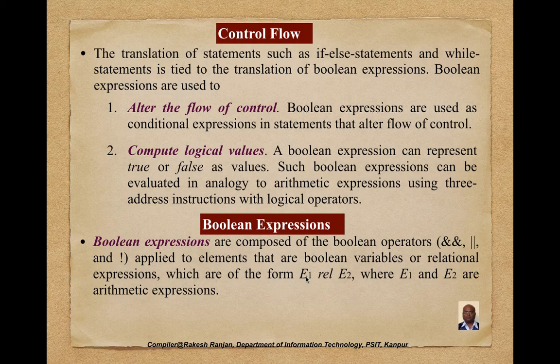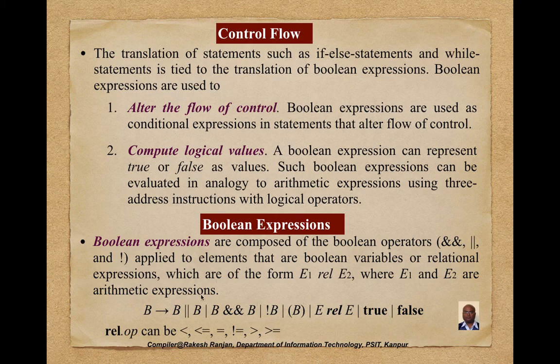So it can be in the form of expression 1 relational operator expression 2, where E1 and E2 are arithmetic expressions. So B can be a Boolean expression or Boolean expression, or Boolean expression and Boolean expression, or not a Boolean expression, or a Boolean expression in parentheses, or expression 1 relational operator expression 2, true or false. The relational operator can be less than or equal to, not equal to, greater than or equal to.